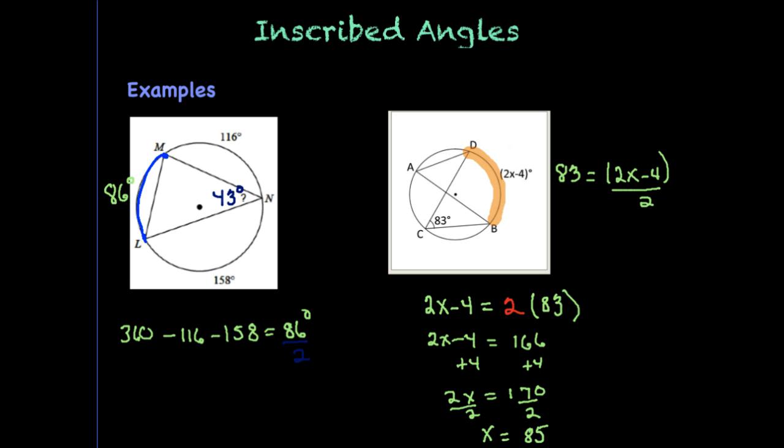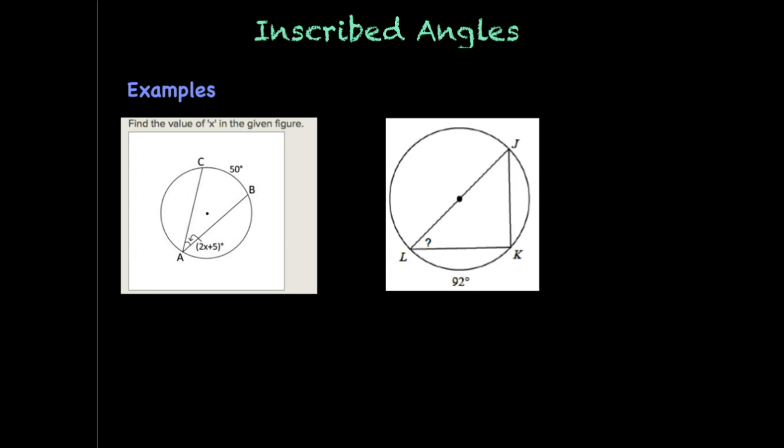Let's try a couple more problems. In this example, we want to find the value of x in the given figure. Well, again, we have a relationship that we can set up. Remember that the inscribed angle is half of the arc, or the arc is 2 times that of the inscribed angle. So let's set that up. Notice this time I set it up the other way. I divided the arc by 2 rather than multiplying 2x plus 5 by 2. But it's the same thing. I just chose which way would be easier.